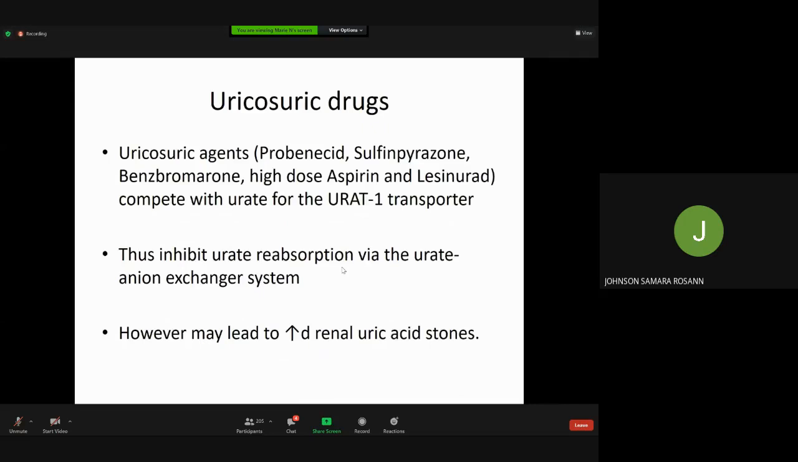So any patient that you put on a uricosuric agent, you must tell them to increase their water intake so that you're diluting the urine, so the uric acid does not precipitate within the tubules and form uric acid stones. So that is extremely important to remember. Prescribe the probenecid, prescribe the benzbromarone, but remember to tell your patient to concomitantly increase their fluid intake to prevent the risk of uric acid renal stones.